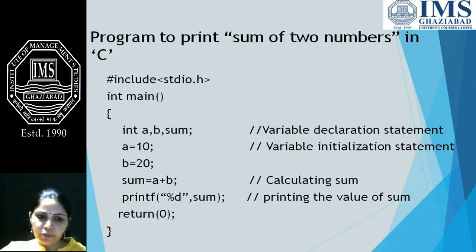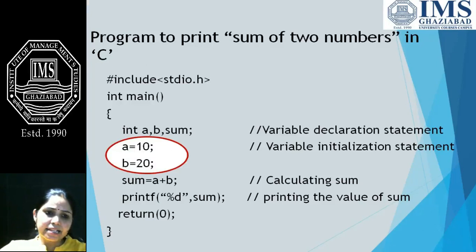Now we have the printf statement, and in the printf statement we have %d, comma, sum. %d here indicates that we are going to print the value of an integer, and this %d is now replaced by the value of sum. So 30 would be printed.